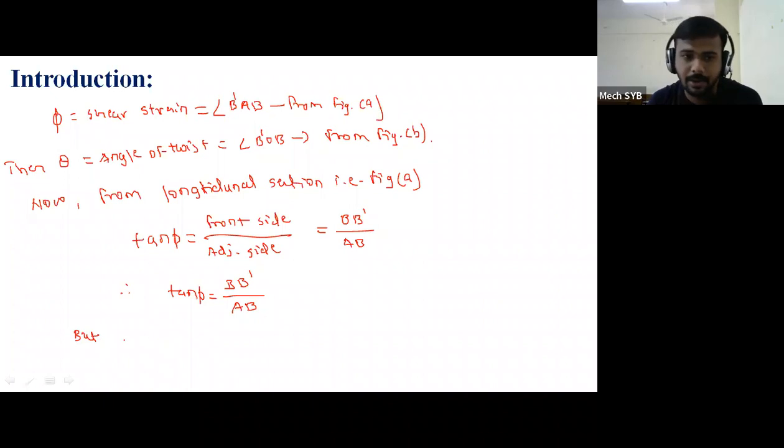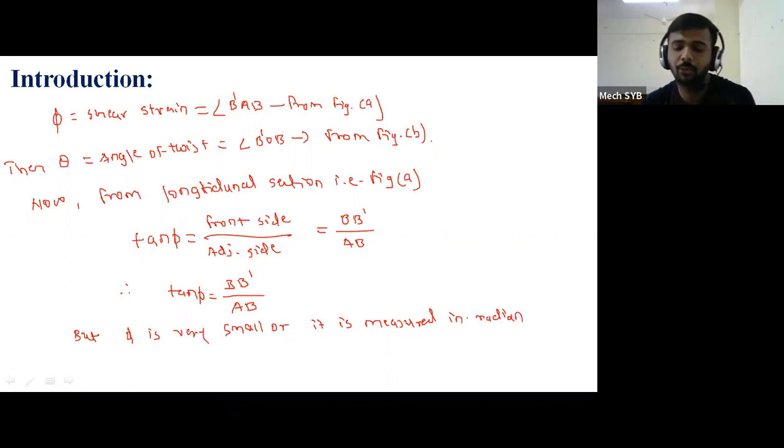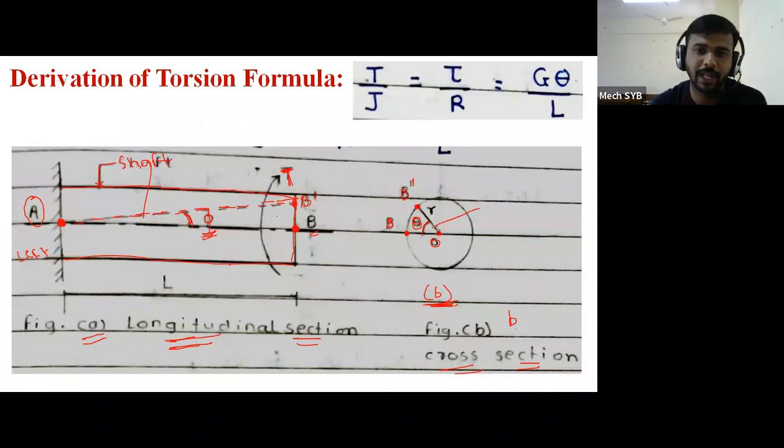But here phi is very small, or it is measured in radian. So whatever the twisting is taking place, due to this T amount of torque which is applied at the free end, you will get one angle as phi, but that phi value is very less, it is very negligible.